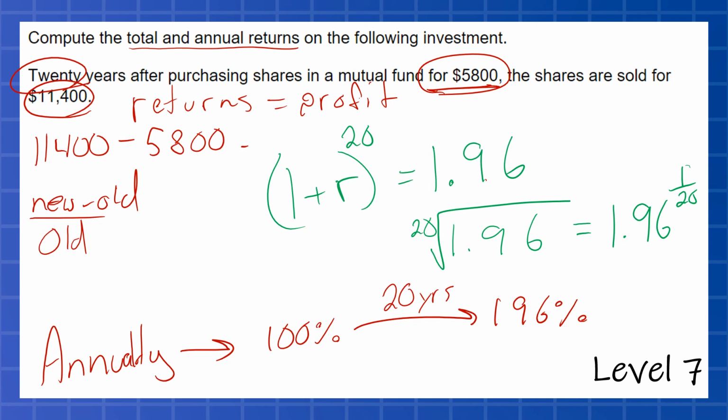And what I got is about 1.034. In other words, as a percent, what were my annual returns? My annual returns were 3% annually.